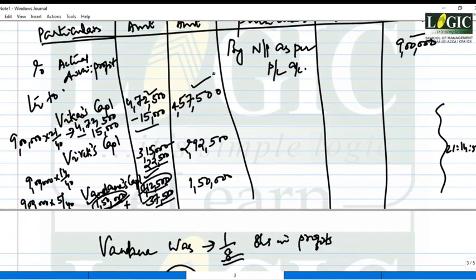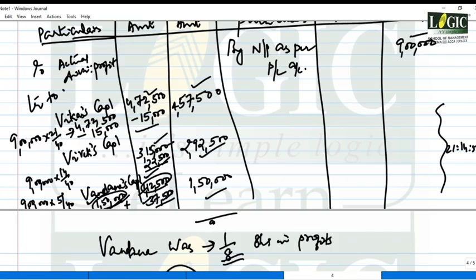Now that is to be deducted from their original share 4,72,500. So his share will turn out to be 4,57,500. In the case of Vivek, 3,15,000 was his actual share. The share of deficiency, 22,500, is to be deducted. So his actual share turns out to be 2,92,500. And finally, Vandana is given 1,50,000. Thus, we end the story of apportioning the profit with guarantee.